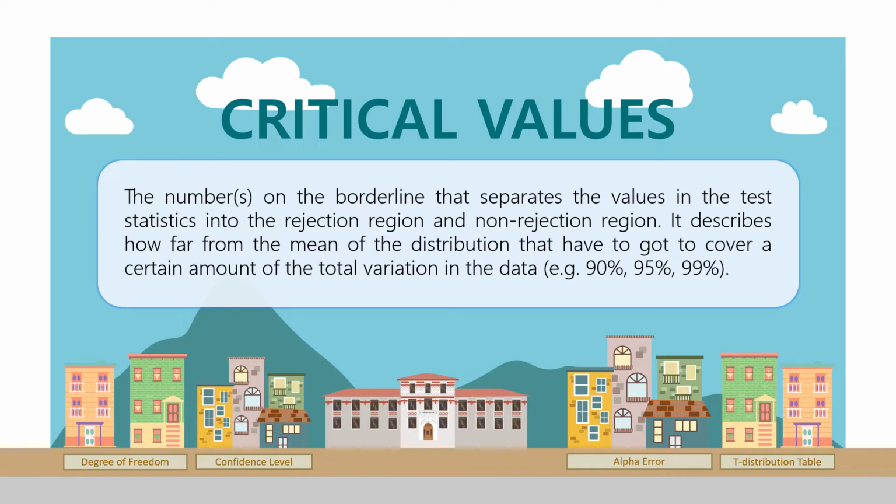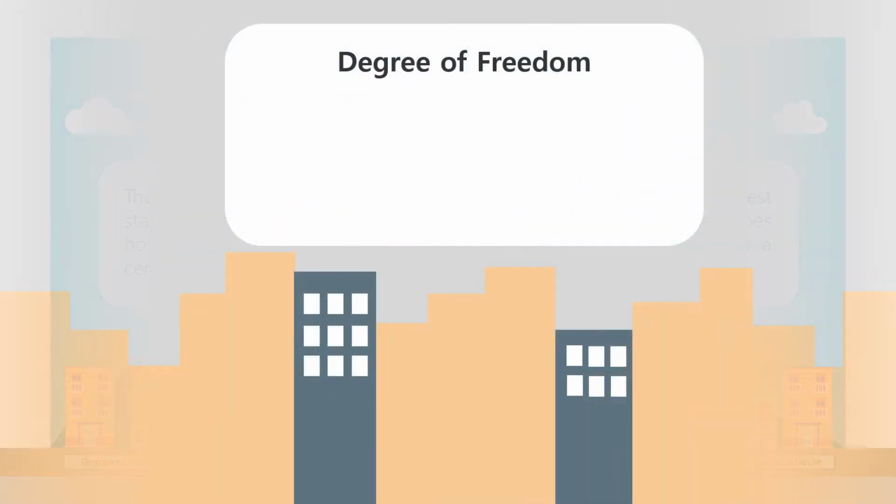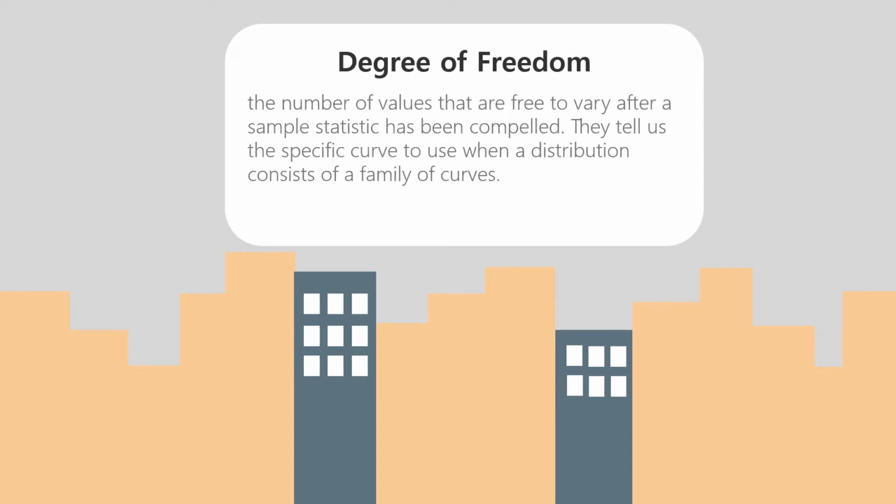Before moving on to the following location, here are the 4 essential things you need to know to identify the critical values. Let's start first with the degree of freedom. The degree of freedom is the number of values that are free to vary after a sample statistic has been compiled. They tell us the specific curve to use when a distribution consists of a family of curves. To get the degree of freedom, you must subtract 1 from the sample size n.